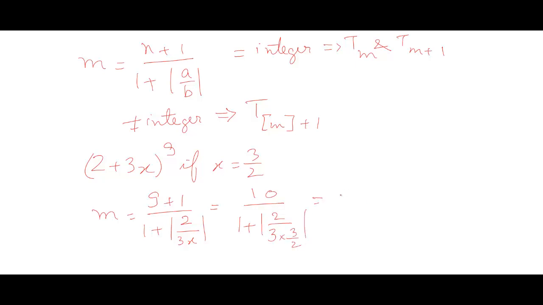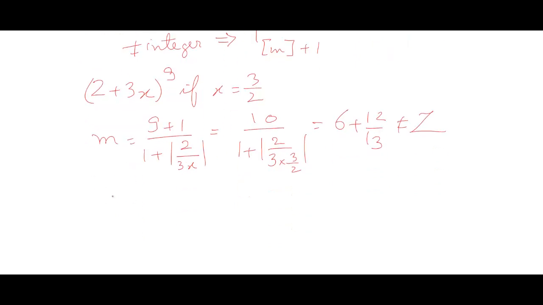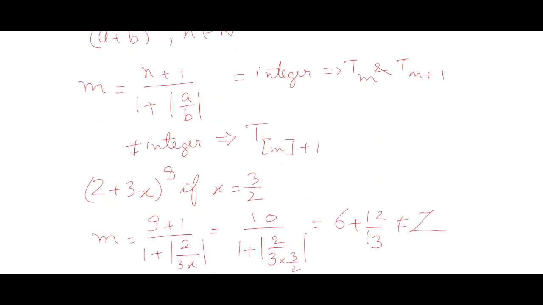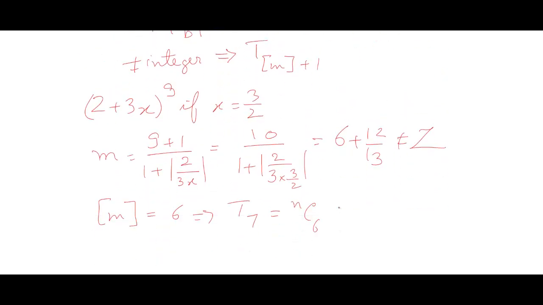So this comes out to be equal to 6 + 12/13, which is not an integer. Hence, we now need to find the greatest integer function of this value of m, which will be equal to 6. Therefore, our numerically greatest term will be t_7, which can now be written as nC6 (2)^(n-6) (3x)^6 for this particular case.